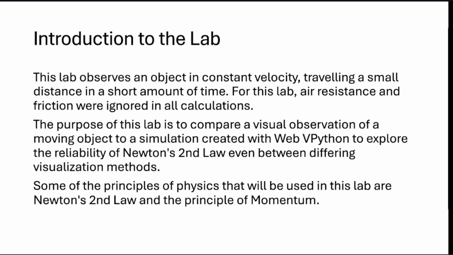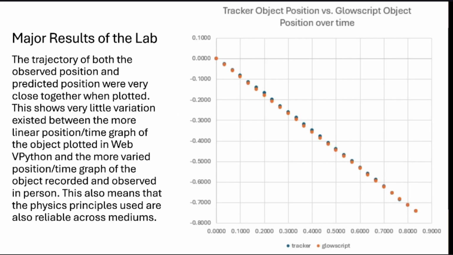Some of the principles of physics that will be used in this lab are Newton's second law and the principle of momentum. Here are some major results of the lab. The trajectory of both the observed position and predicted position were very close together when plotted. This shows very little variation existed between the more linear position over time graph of the object plotted in VPython and the more varied position over time graph of the object recorded and observed in person. This also means that the physics principles used are also reliable across mediums.